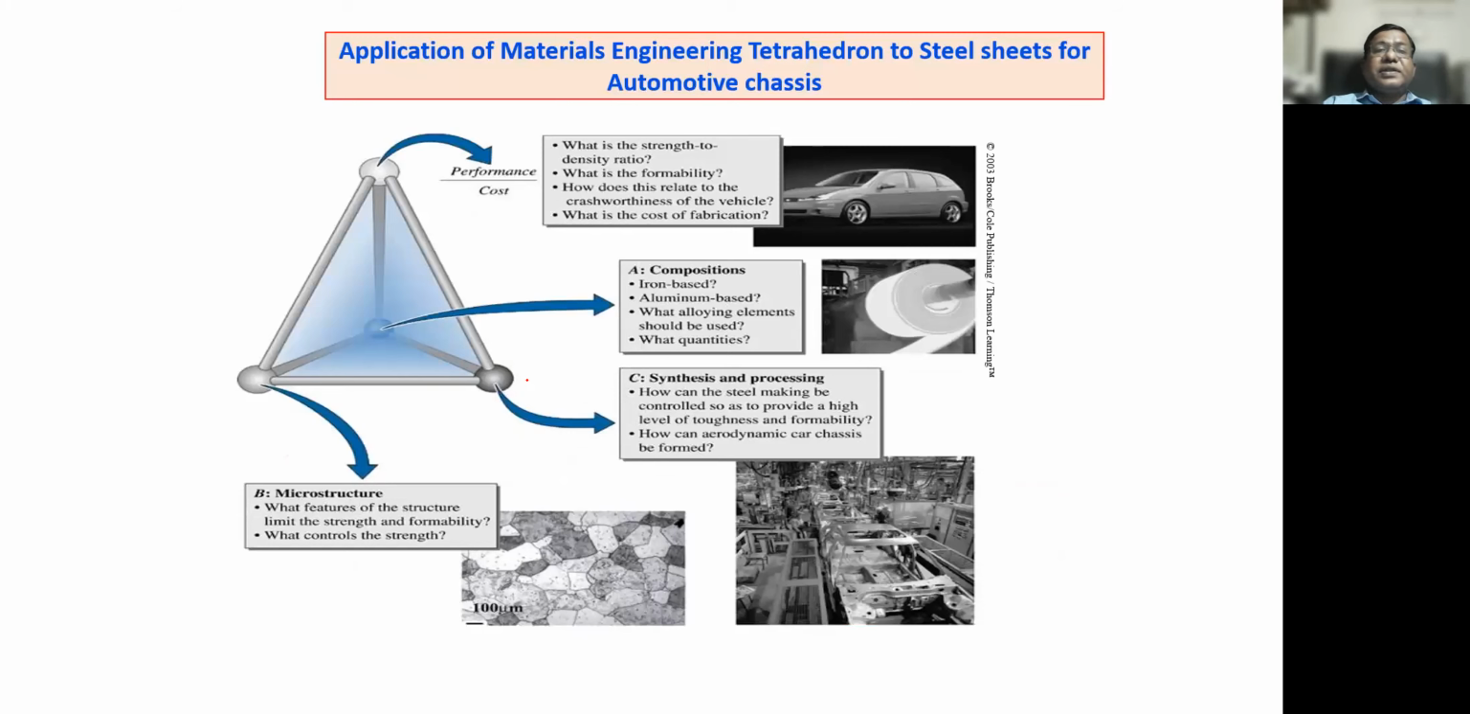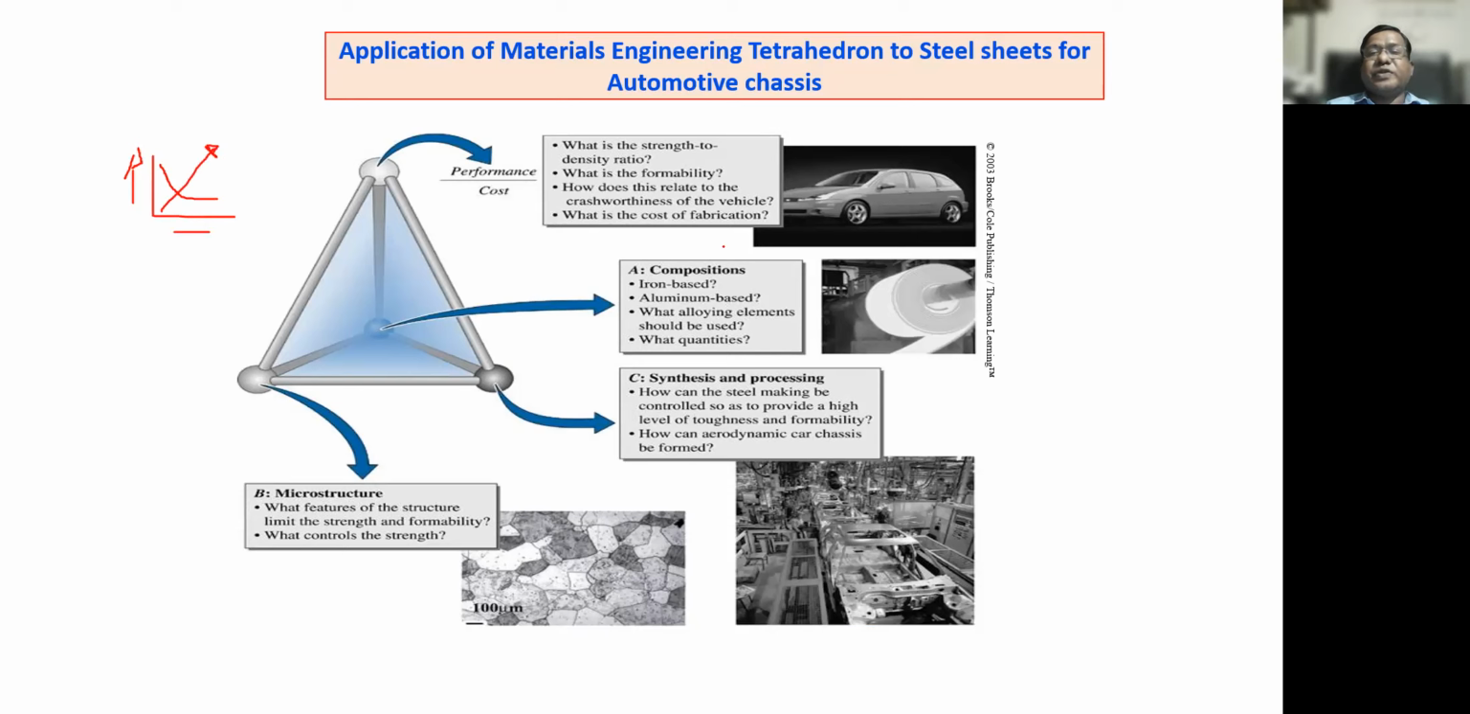So this is just an application of the materials engineering tetrahedron to steel sheets for automotive chassis. So for the automotive chassis, what is the performance? Strength to density ratio, specific weight. Means we want an increase in ductility as well as an increase in strength. Generally, if strength increases, ductility decreases. So we want to go in this direction in case of automotive chassis material.